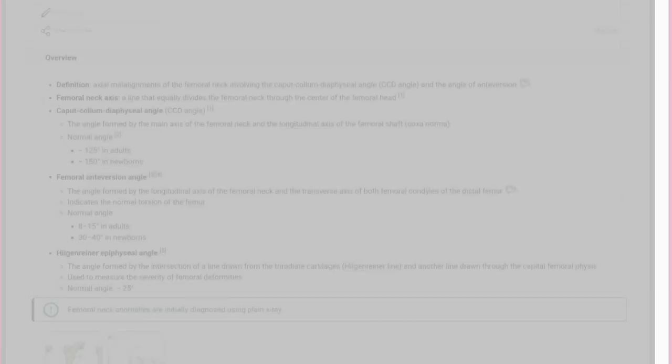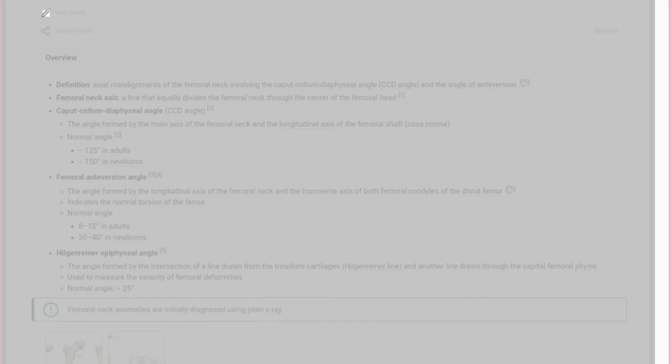Femoral neck abnormalities are axial malalignments of the femoral neck involving the caput-collum-diaphyseal angle and the femoral angle of anteversion. Four common femoral version abnormalities are discussed here: coxa vara, coxa valga, femoral anteversion, and femoral retroversion. Clinical features include an abnormal gait and pain with prolonged weight bearing. Some abnormalities may resolve spontaneously. However, severe cases require surgical correction. Common complications include secondary arthroses and femoroacetabular impingement.